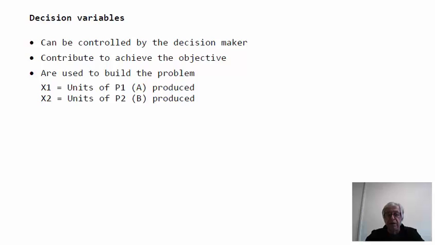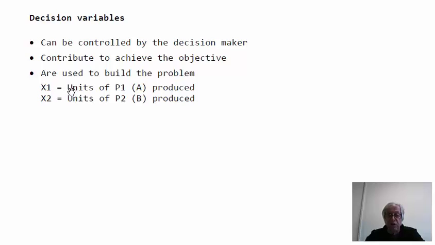The second step in the formulation process is to identify the decision variables. So the decision variables are quantities or properties that can be controlled by the decision maker. Of course, they must contribute to achieve the objective, and they are going to be used to build the problem. So in this case, for example, to express the benefit, we need the contribution margins of each product, but we need also information about the quantities that will be produced. So we are going to define x1 and x2 as our decision variables.